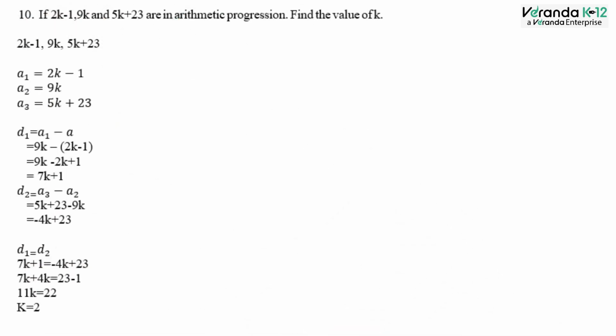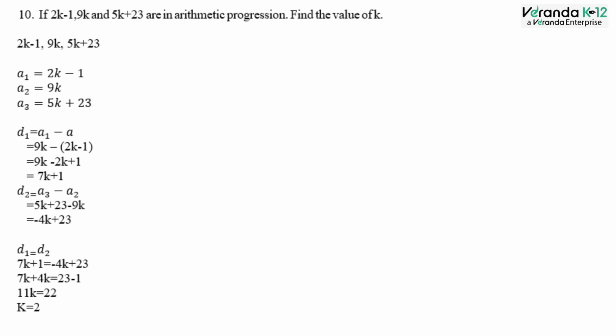10th question. If 2k − 1, 9k and 5k + 23 are in an arithmetic progression, find the value of k. Solution: 2k − 1, 9k, 5k + 23 are in an arithmetic progression. Then a1 = 2k − 1, a2 = 9k, a3 = 5k + 23. The common differences between a1 and a2, as well as between a2 and a3, are equal since it's an arithmetic progression. So d1 = a2 − a1, which is 9k − (2k − 1). We get the value to be 7k + 1.